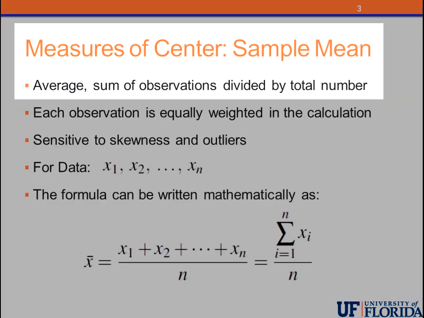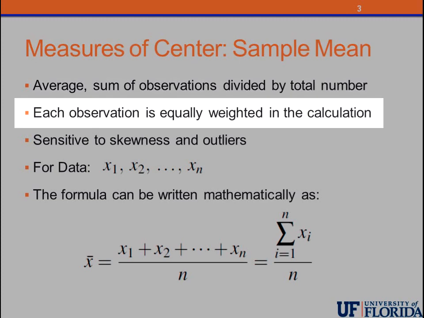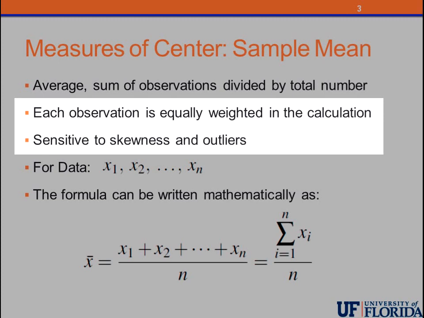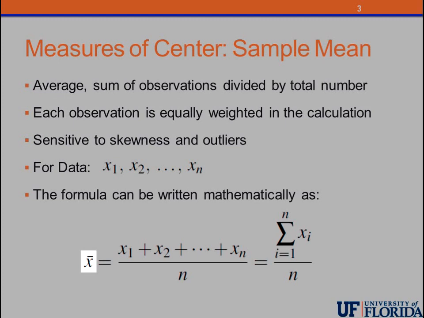The sample mean is also commonly known as the average. To calculate the sample mean, we add all of the observations and divide by the number of observations. It's clear from this process that each observation is given equal weight in the calculation. As we will see, this results in the sample mean being sensitive to skewness and outliers. We use the symbol x with a line over it, called x bar, to represent the sample mean.